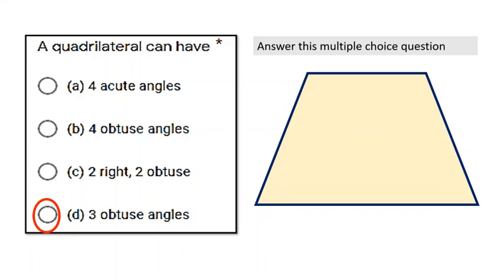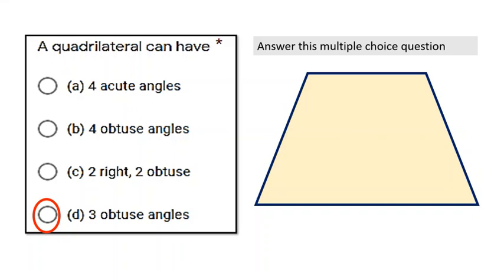Is it 4 obtuse angles? Won't it be more than 360 degrees? You need to think about that. I have given one example there. One quadrilateral is written. Just imagine two right angles, two obtuse angles. Is it possible? 90, 90, 100, 100. Will it be 360 degrees?